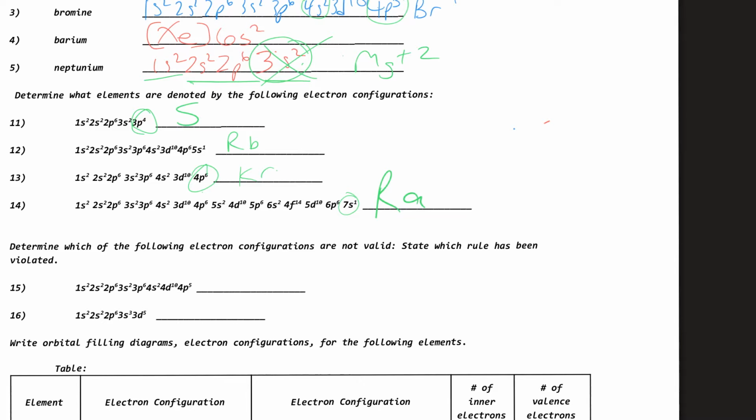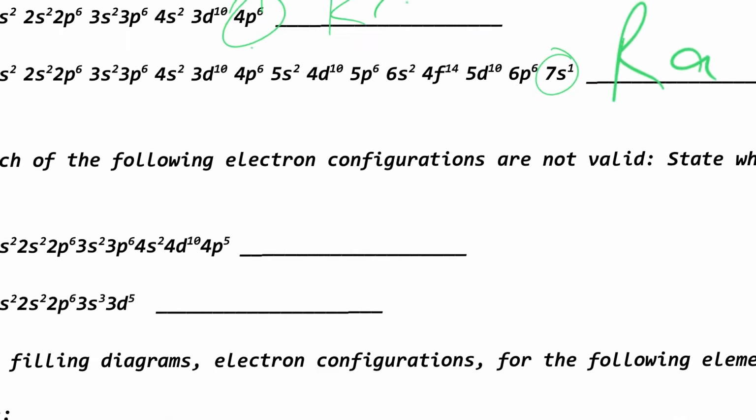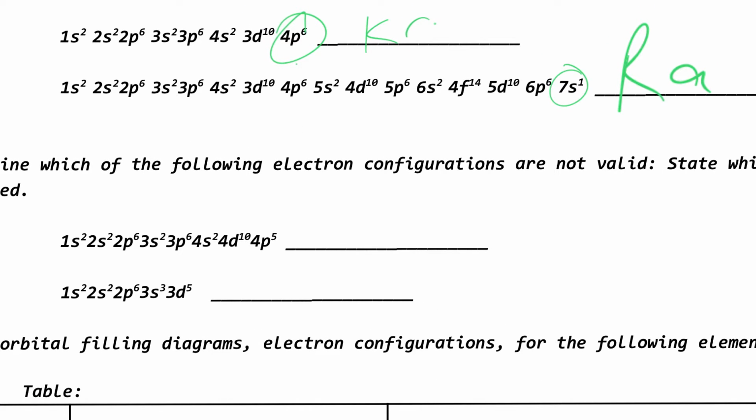Okay, this next part says, determine which of the following electron configurations are not valid, and then state why they're not. So let's make sure. We've got 1s2, that seems reasonable, 2s2, 2p6, 3s2, 3p6, 4s2, 4d10. No. That's the problem here. 4d10 would not come next. It would be 3d10 in that place. And then 4p5.